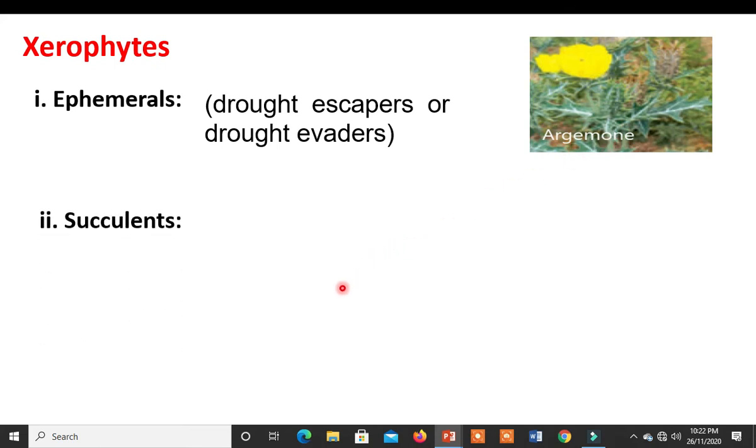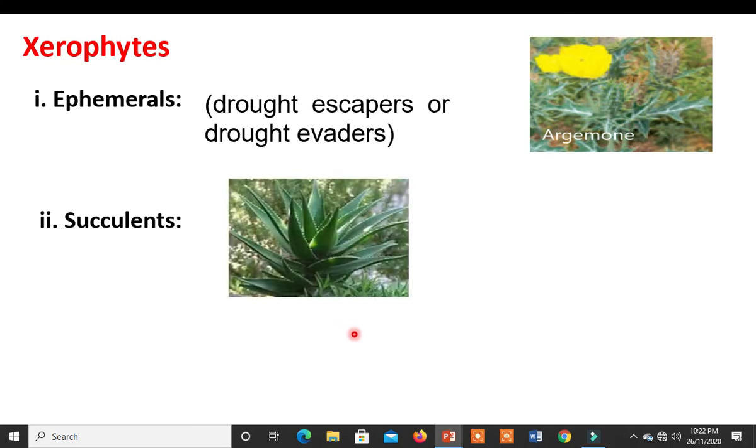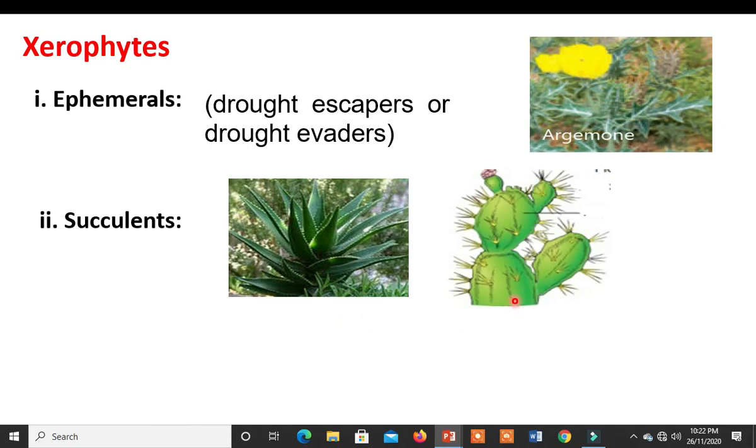Succulent xerophytes. They have a fleshy stem which stores water. Aloe and Opuntia are the examples of succulent xerophytes. They live in dry areas, but they store more water. So internally they do not have any dry situation.